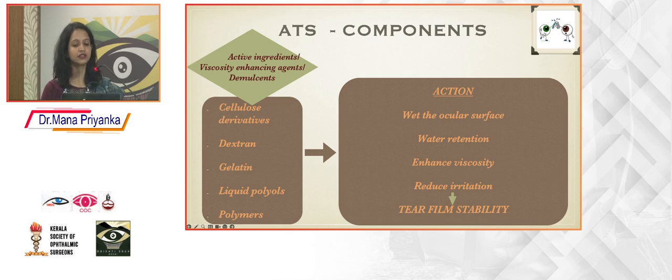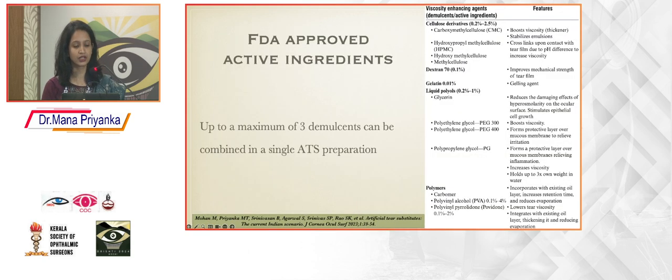So in the active ingredients, the main action of them is to wet the ocular surface, retain water, enhance the viscosity, and reduce the irritation. These all bring about a stability in the tear film. These are a list of FDA approved active ingredients. Up to a maximum of 3 can be combined in any ATS. Any ATS which is coming into the market has to be from one of them. And these include, most commonly, the CMC, HPMC, PG, PEGs, polymers, which are seen in almost every drop.